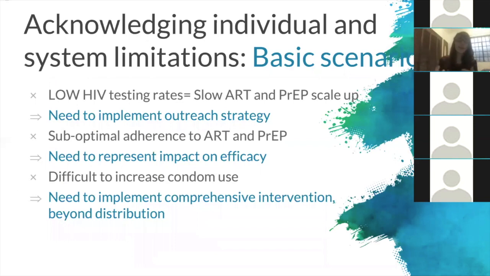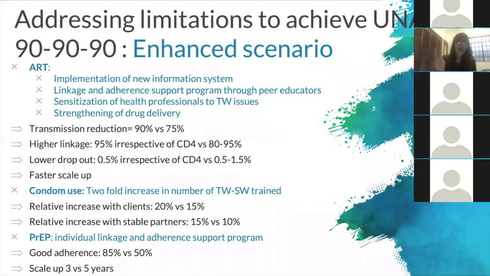The discussion also led to us investigating two different scenarios. One was a basic scenario that accounted for all of the limitations discussed in this meeting. The fact that low HIV testing rates were a problem in slowing our ART and PrEP scale up, so we needed to implement an outreach strategy. Suboptimal adherence to ART and PrEP among transgender women, so we needed to represent this impact on efficacy of both of these methods. Difficulty in increasing condom use, so we needed to implement comprehensive interventions beyond just condom distribution. But discussions with the stakeholders also led us to implement an enhanced scenario, which aimed to address these limitations to achieve the UNAIDS 90-90-90 targets.